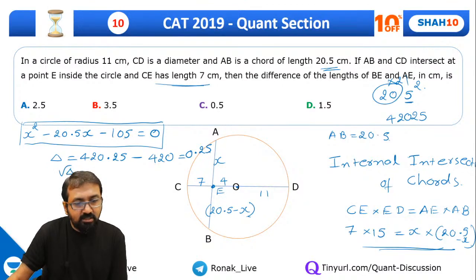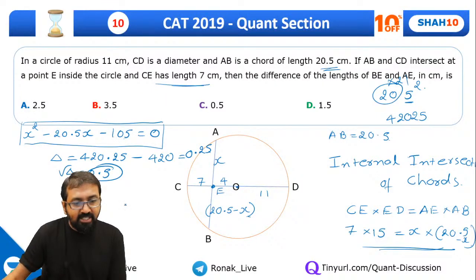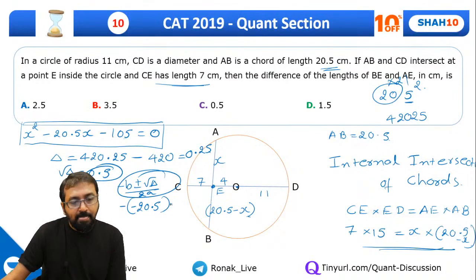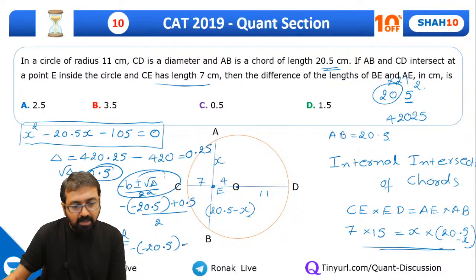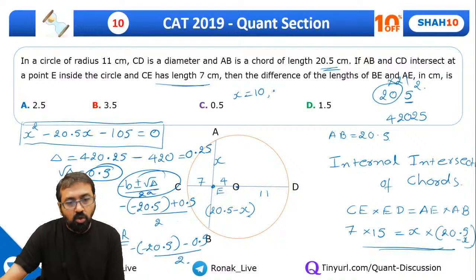So what is the square root of delta? It will be 0.5, right? So now what are my roots? Minus B, that is minus of minus 20.5. You know, that's the formula, minus B plus or minus root delta upon 2A. So this is what I am applying. Minus of minus 20.5 plus 0.5 upon 2A, that is 2 times A, which is 1, or minus of minus 20.5 minus 0.5 upon 2. So guys, ultimately if you just solve this, your X will come out to be either 10 or 11.